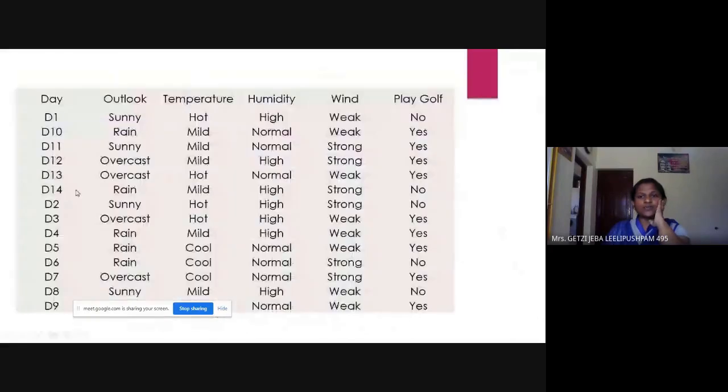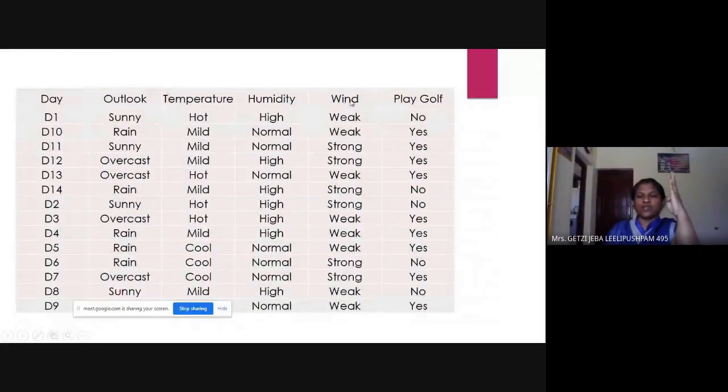Look at the data set. We are going to build a decision tree to classify yes or no, whether you can play golf or not. For that, you have taken features like outlook, temperature, humidity, and wind.